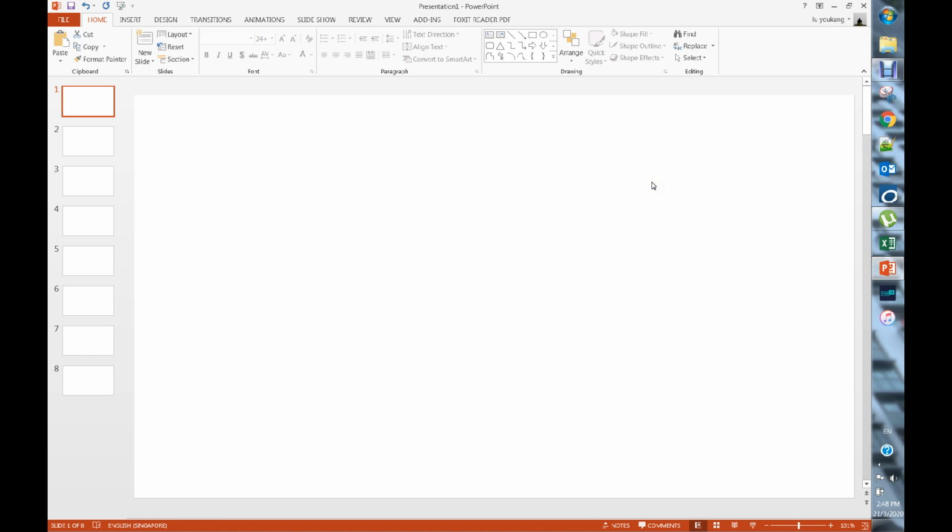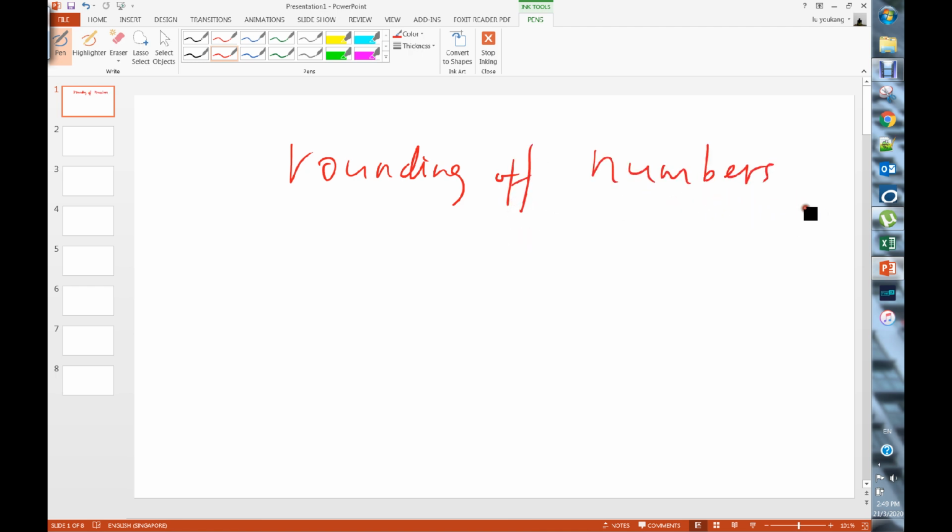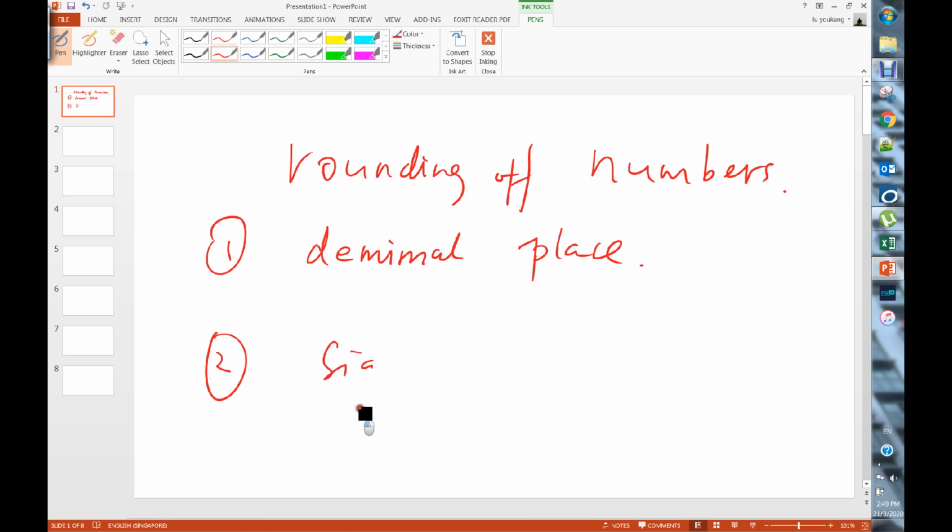Okay, so today we learn about the concept of decimal place. Let's learn the concept of rounding off numbers. There are two concepts here. Number one, decimal places. And the other concept is significant figures.